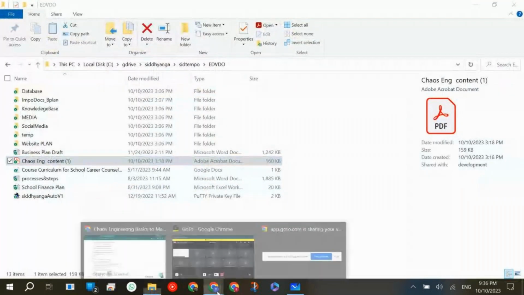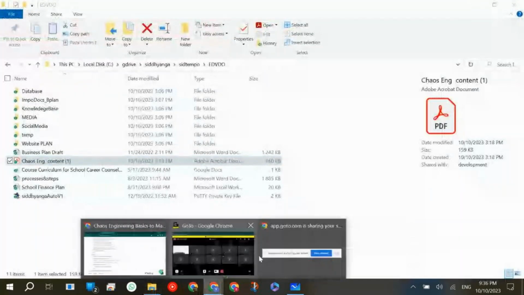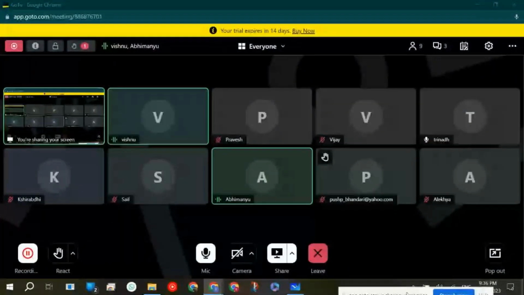Is my screen visible? Yes, it is visible. Yeah, I don't think I closed Teams. I think it's stopped. Yeah, now it will be visible.